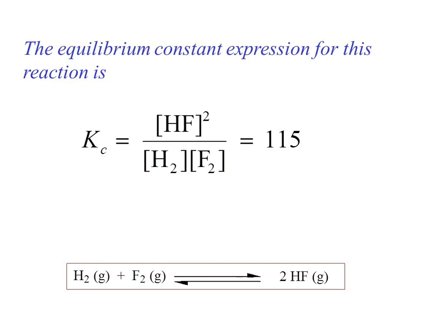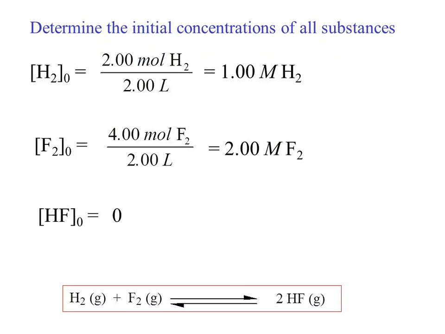So before I turn it over into an ice table in a minute, let's go ahead and fix those initial moles of everything. The little subscript 0 means initial. So this is going to be our first row for everything. The molarity of H2 is 1.00. The molarity of F2, 2.00. And like I said, the molarity of HF, there is none.